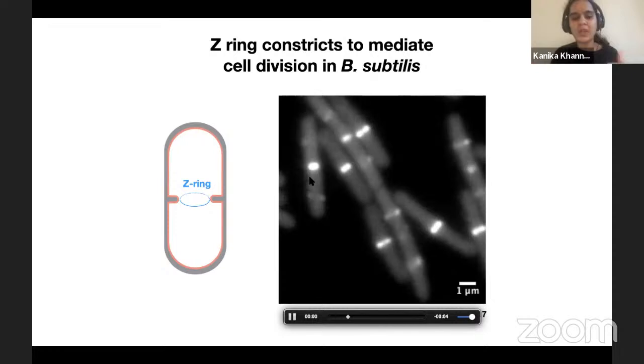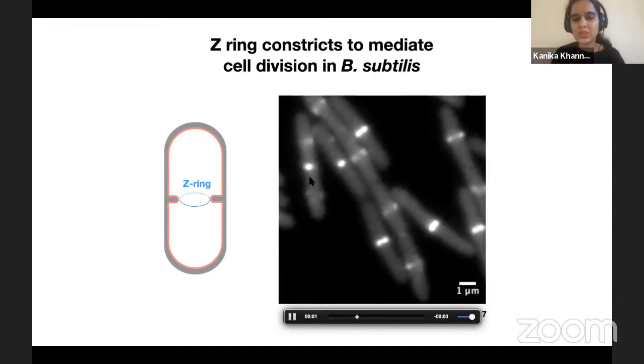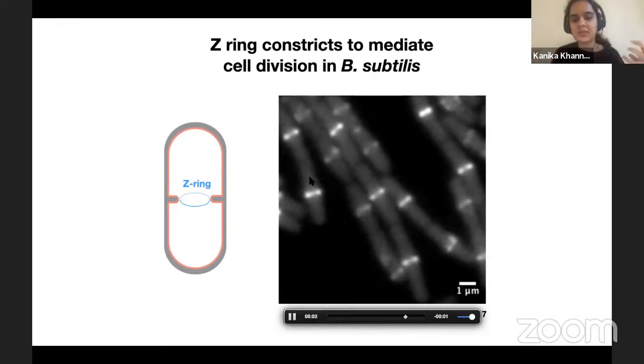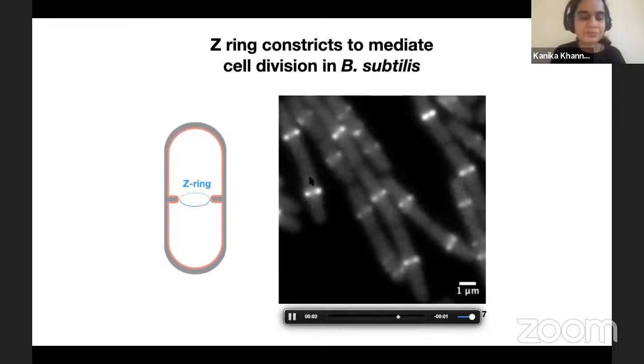Basically, cell division is a process which involves coordination between the constriction of the Z ring, the synthesis of the septal cell wall, and the division of the cell into two equal daughter cells.